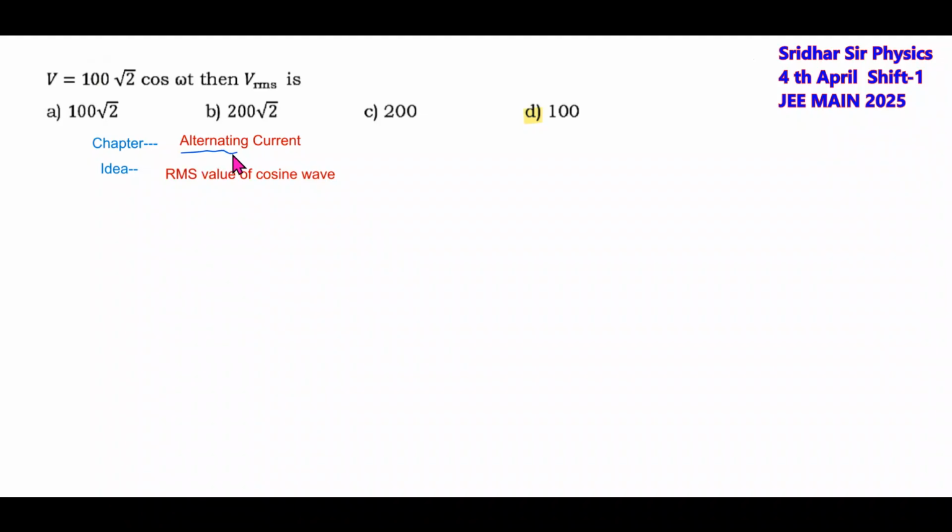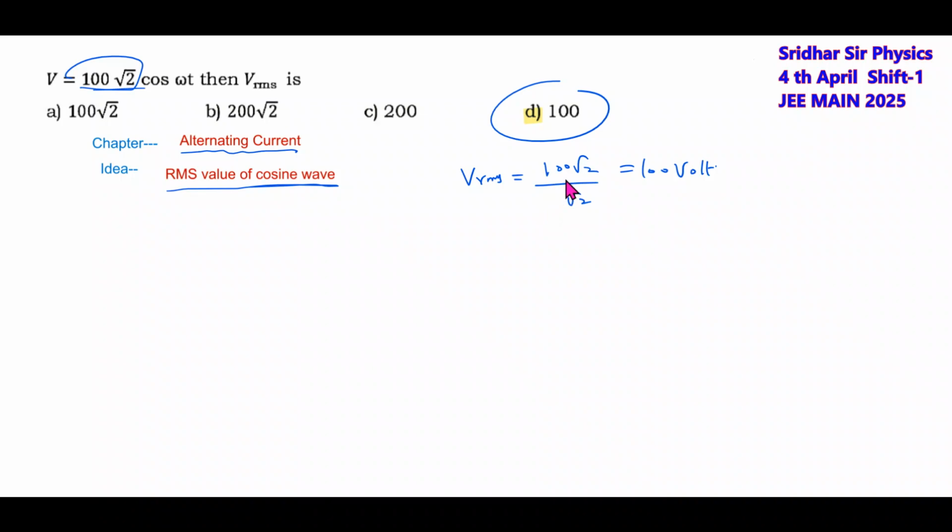The question belongs to the chapter alternating current. We have to calculate the RMS value of sine or cosine waves. There's a given equation, root 2 cos omega t. We have to calculate the RMS value of this particular thing. What is the RMS value? This is the peak value, peak value by root 2. Because what is the basic formula for V_RMS? V_m by root 2. What is V_m? This quantity is V_m. This is just a simple definition-based question.